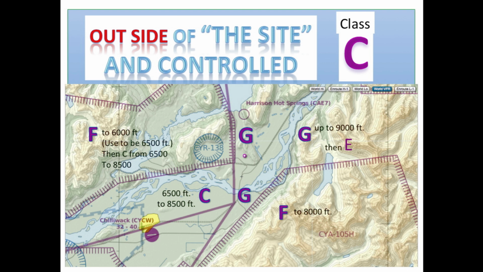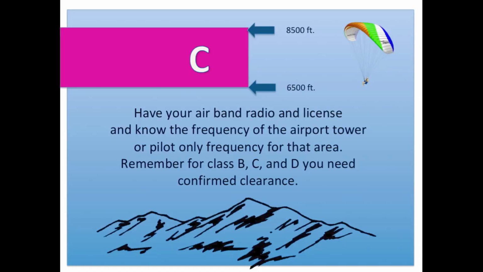You've got a CYA over at Bridal Falls, which is also designated as Class F, that you can go up to 8,000 feet over there. You've got these sections in the middle that are Class G, and you've got Class E that shows up at 9,000 feet above the Class G area. But let's now focus on that Class C area, which is 6,500 to 8,500, which we absolutely must not fly into. Okay, so a quick refresher.